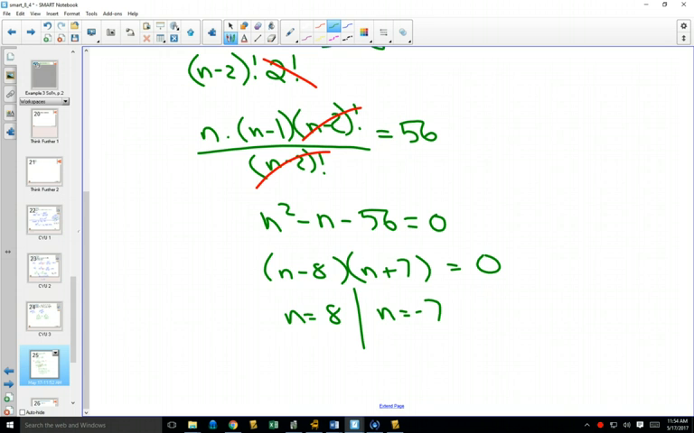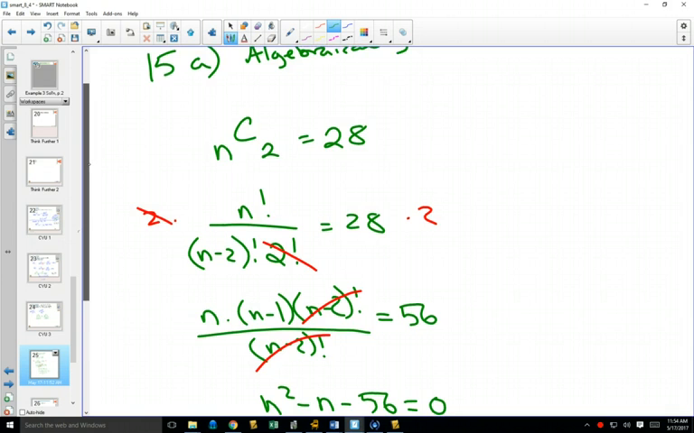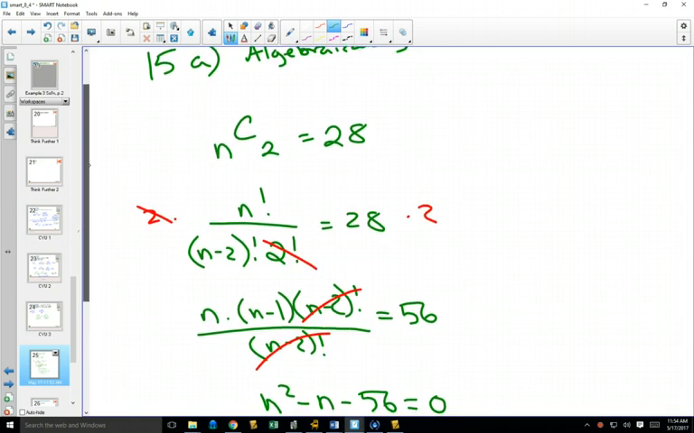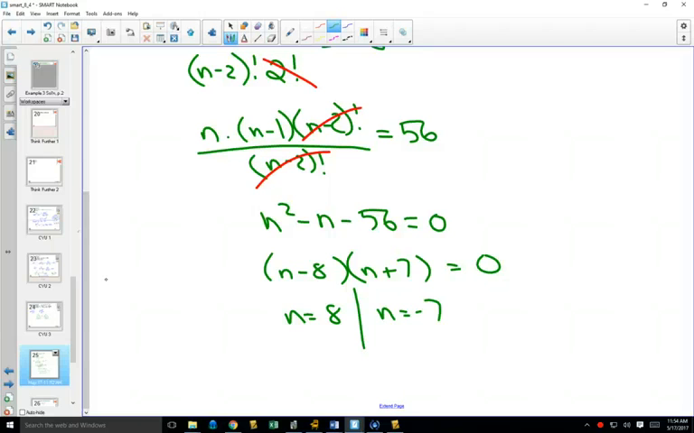But we have to go back to our original question and say, do these both make sense? Well, our original question was n choose 2, n items, choose 2 of them is 28. 8 items, you could choose 2 of them. So this makes sense. You can't have negative 7 items and choose 2 of them. Right? So let's put a word problem. You've got negative 7 friends and you want to invite 2 of them to your birthday party. How many ways can you do that? Well, that's very confusing and doesn't make very much sense. Then there just is no solution.